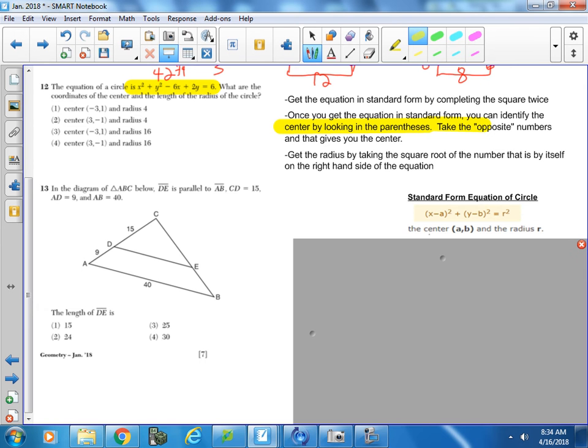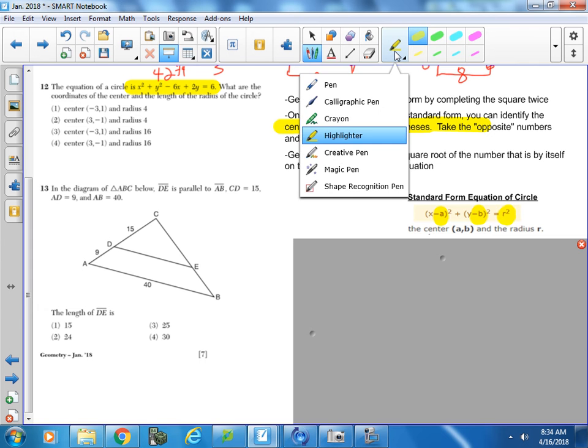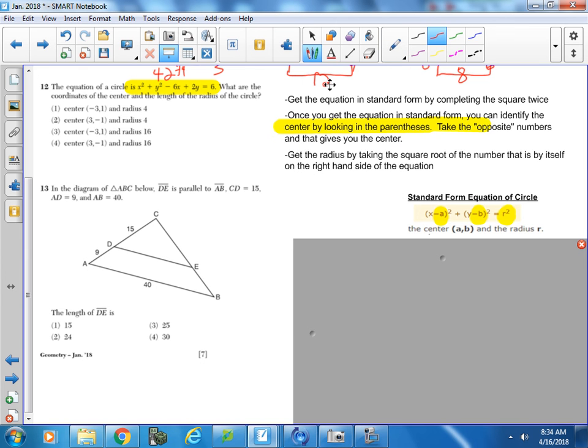Also, this is the standard form equation of a circle: (x minus a) squared plus (y minus b) squared is equal to r squared. So the a and the b are going to be how you find your center, and then for the r, you're going to take the square root, and that'll be your radius. All right, so let's go ahead and do this.